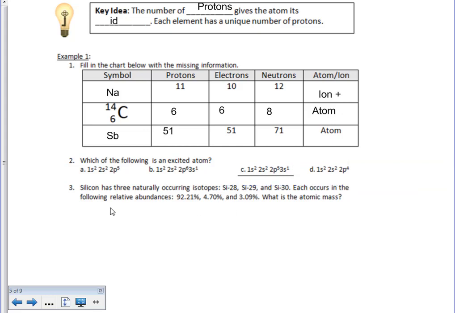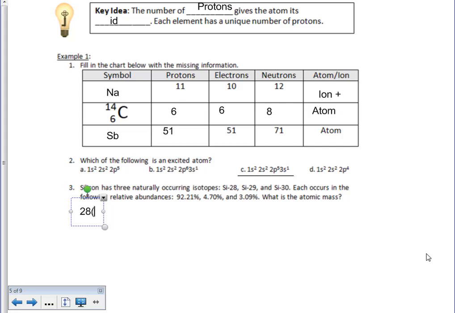Looking at question 3, we want the atomic mass based off from the abundance. So we're going to use mass times abundance plus mass times abundance plus mass times abundance, divided by 100. There are a couple different ways you can write this. Our masses are 28, 29, and 30, and we have 92.21%, 4.70%, and 3.09%. You can either divide by 100 at the end, but I'm going to convert these straight into decimals.